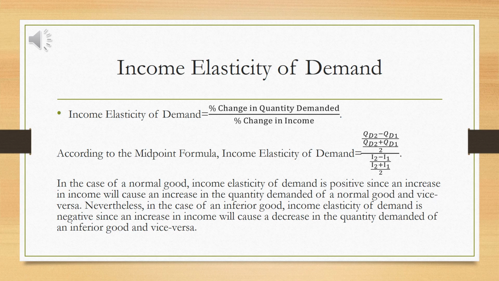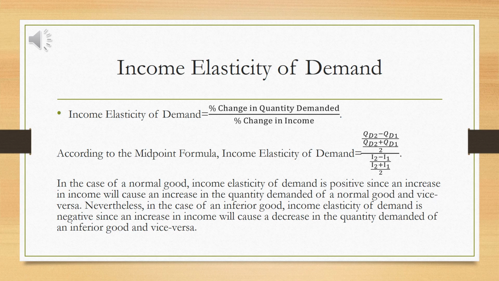Income elasticity of demand equals the percentage change in quantity demanded over the percentage change in income. According to the midpoint formula, income elasticity of demand equals the new quantity demanded minus the old quantity demanded, divided by half the sum of both quantities demanded, over the new income minus the old income, divided by half the sum of both incomes.